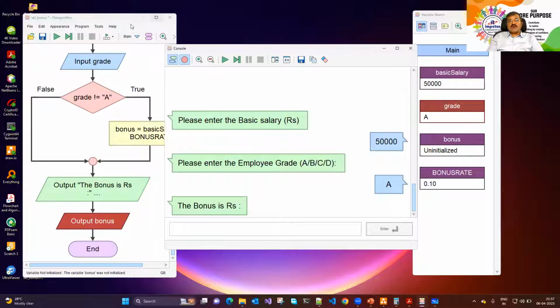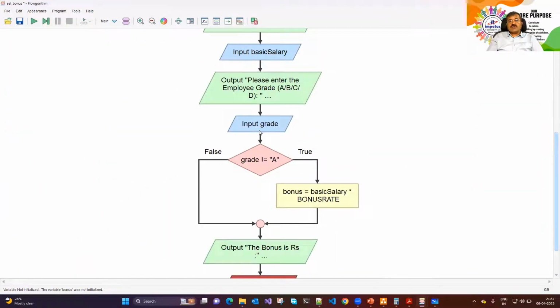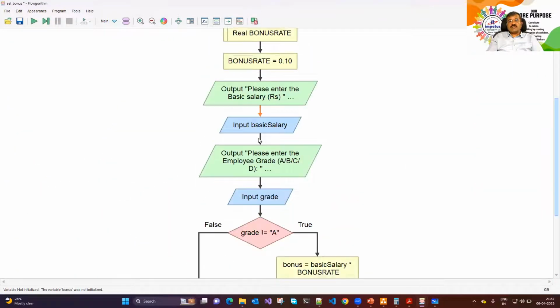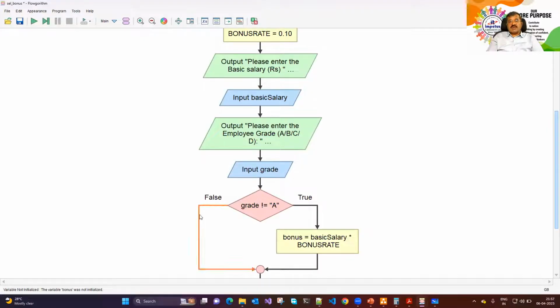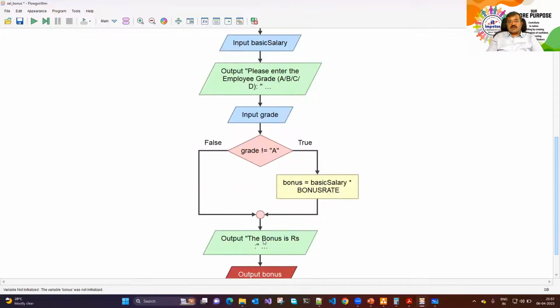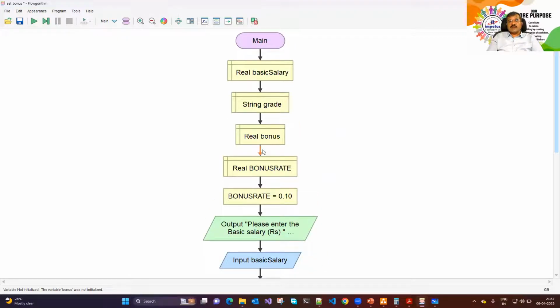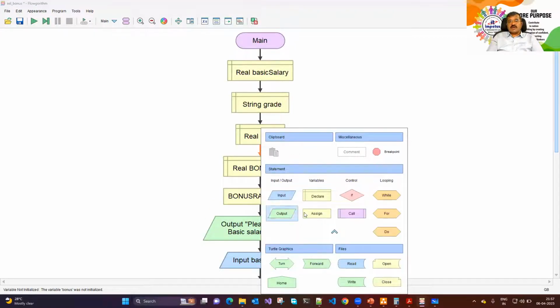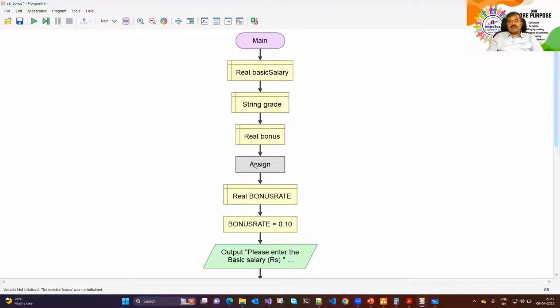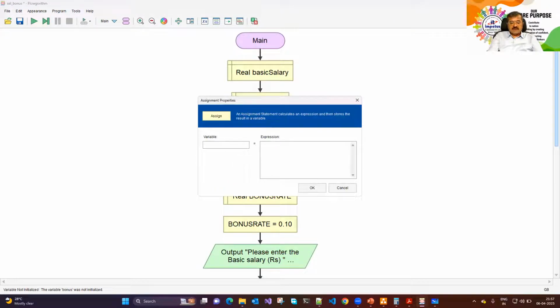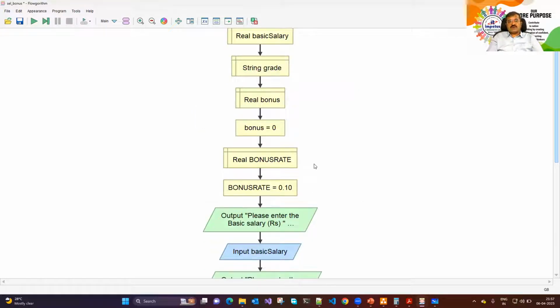You are careless, you did not initialize this variable bonus, because agar grade A hai, it will follow this course of action and it is going to come over here, and when it reaches here and tries to display bonus, bonus did not have any value. So when you had declared this particular variable bonus over here, you could also assign it some value. You could have said bonus is 0. Even if you had said bonus is 0, that's good enough.